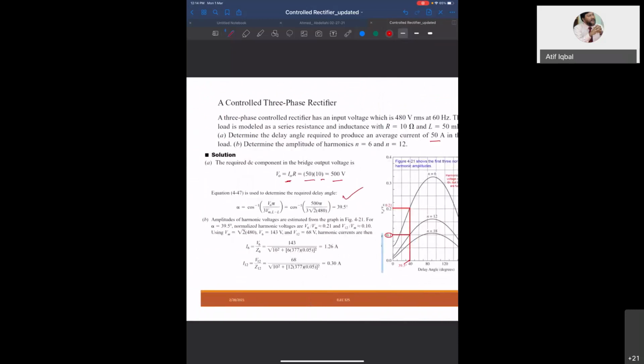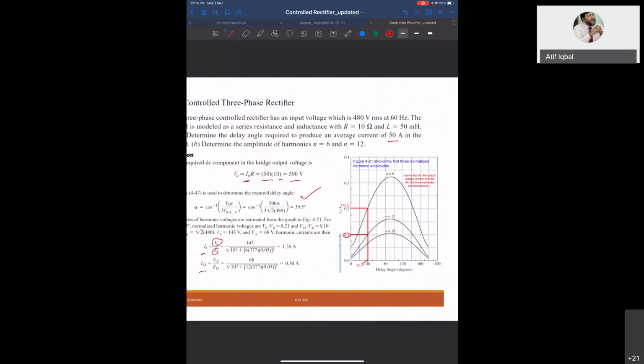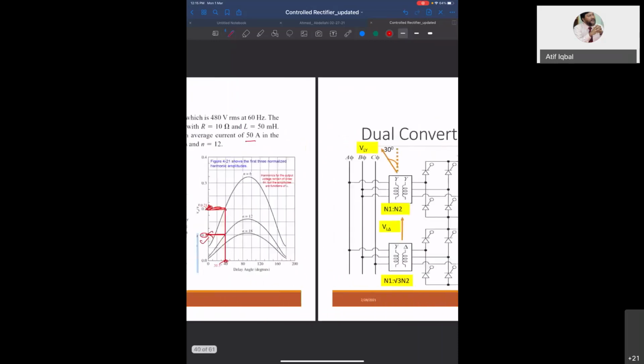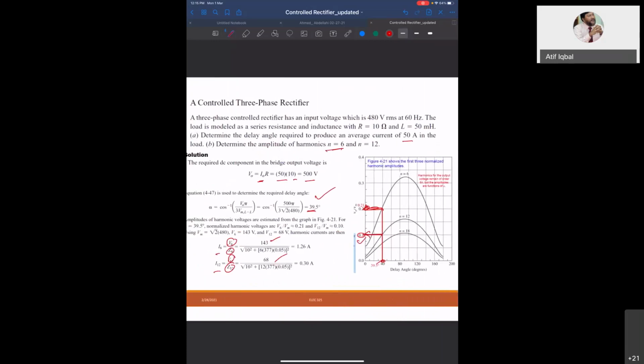And then for the ripple, 6th harmonic and 12th harmonic. They got the 6th and 12th harmonics from the formula V6 by Z6, V12 by Z12. And V6 you get from this, 39.4, which is 40 degree. Correspondingly, you get the normalized voltage, and from here you get V6 and V12. And then you get the current, and then you can determine the amplitude of harmonics. They have only asked for the amplitude. Do you understand? Do you have any question here?